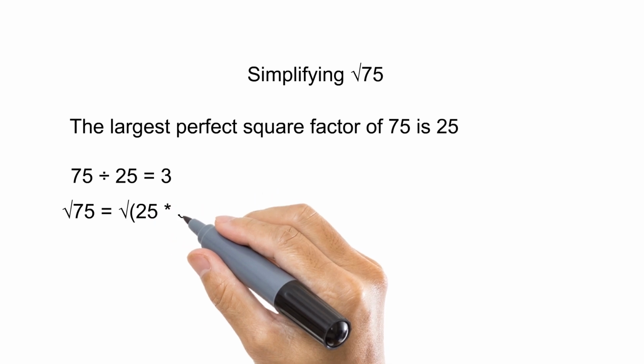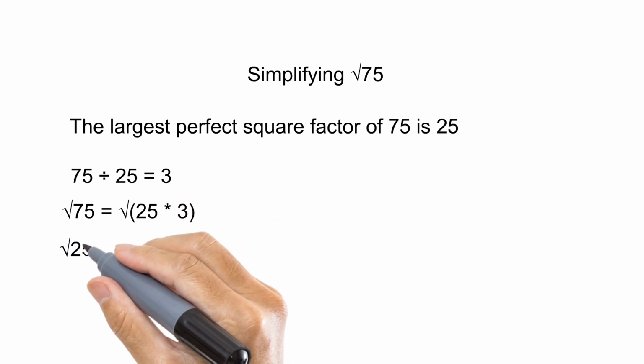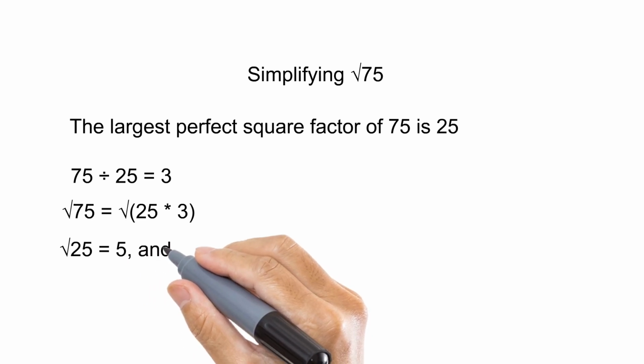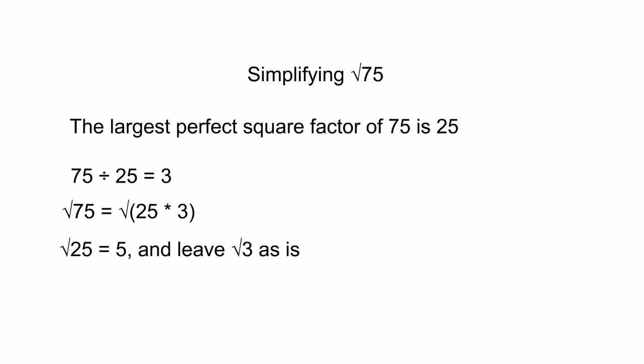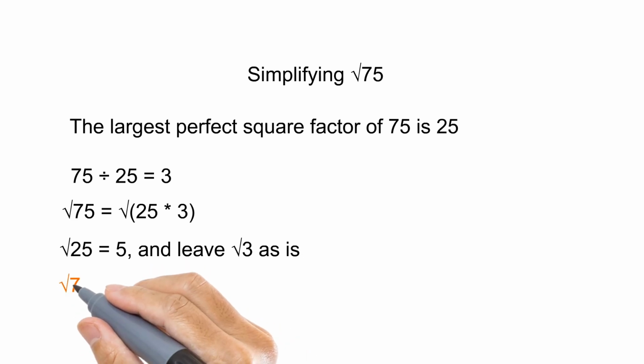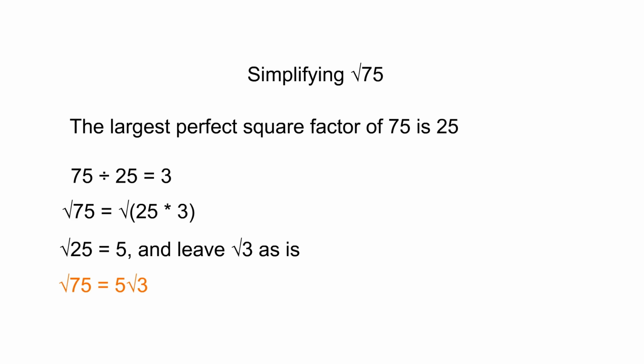Step number 4, simplify the square root of 25, which equals 5, and leave the square root of 3 as it is. So we get the answer: the square root of 75 equals 5 multiplied by the square root of 3. We don't write the multiplied by sign in the answer.